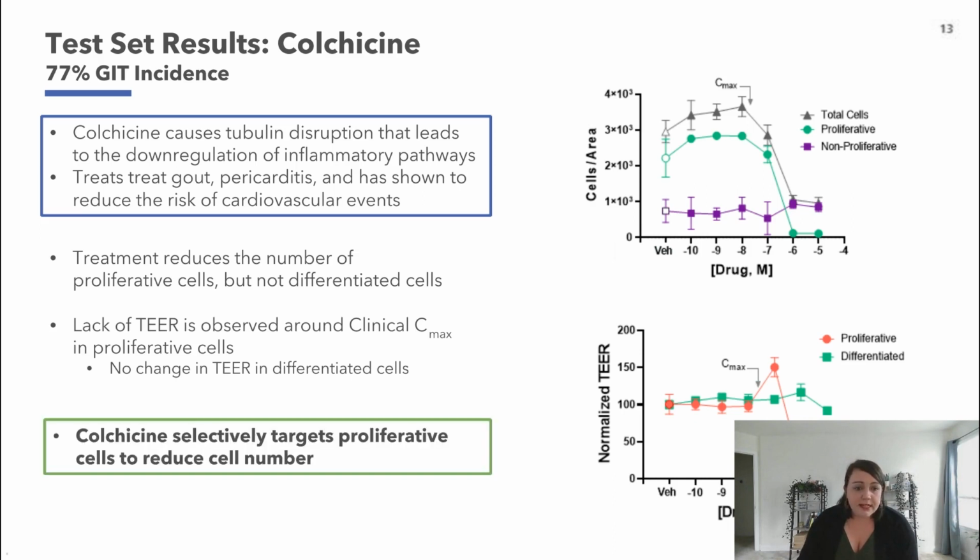So from both of these data sets, we can conclude that colchicine selectively targets proliferative cells to reduce the cell number. And this is what the mechanism of action is, as colchicine targets cells that are in metaphase.